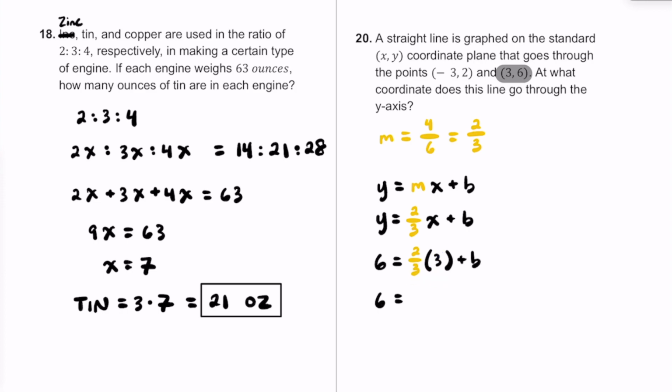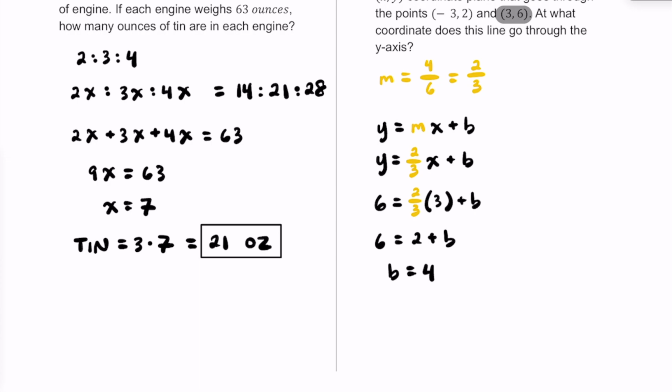So 6 is going to be equal to 2 plus b, which means if you subtract both sides by 2, b would have to equal 4. So writing this equation, we can say that this is going to be y is equal to 2/3 multiplied by x plus 4. All right, this would be the equation of our line that would go through both of those points.